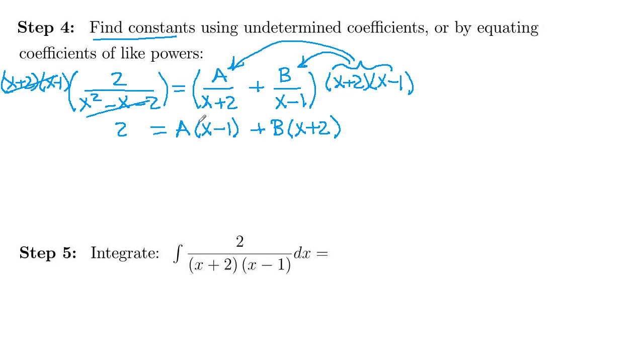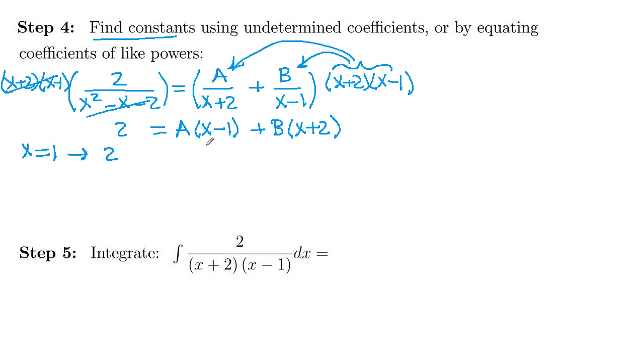Now, these two expressions are equivalent for all values of x except when the denominator is equal to 0, because this expression is undefined. However, if they're equivalent for all values except the denominator, that means that we can plug in values here that would be equivalent to plugging in values there, and the equation's still valid. So what we're going to do is this has to be true for all x values. So we're going to plug in x equal 1.